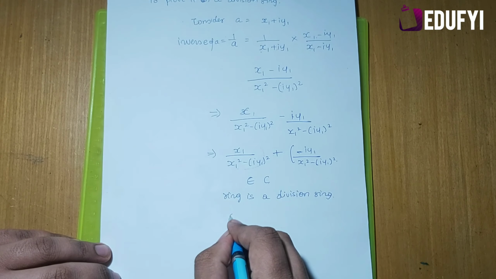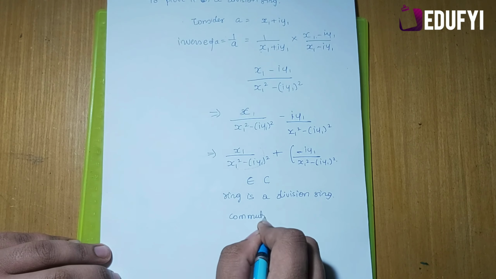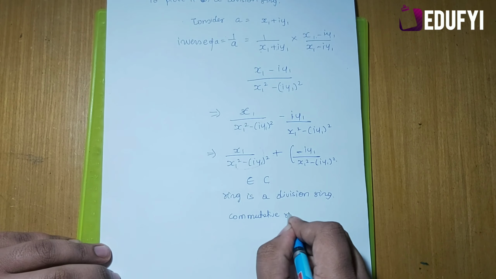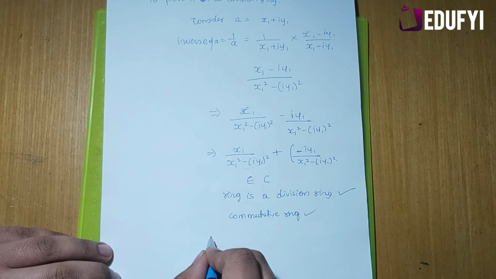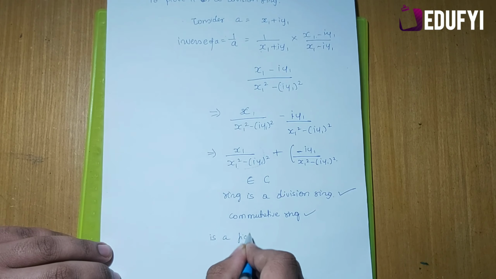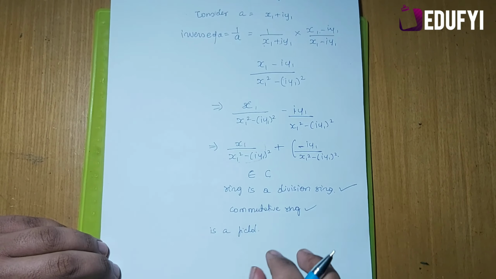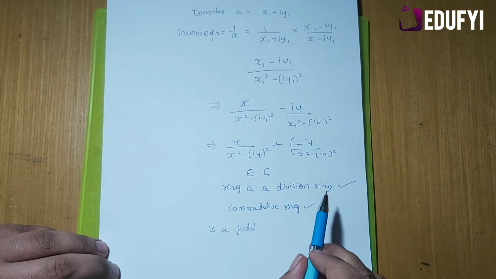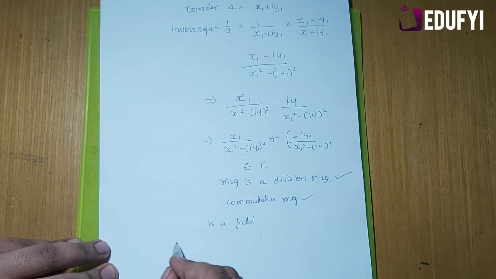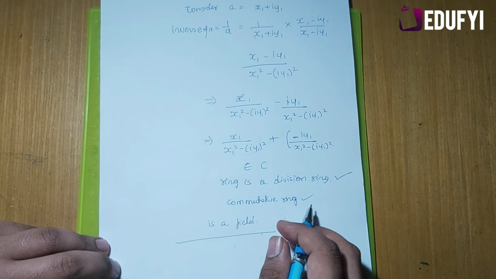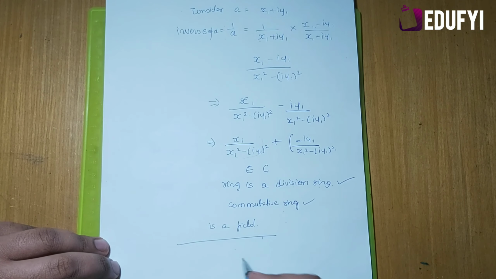So we proved it as a commutative ring and also a division ring. So the ring is a field, because the definition of a field also says that if a ring is a commutative ring and a division ring, then it is a field. So this proves that the set of complex numbers is a field. Thank you.